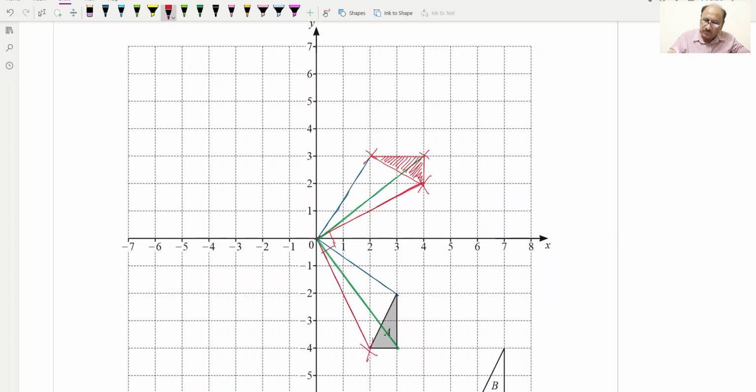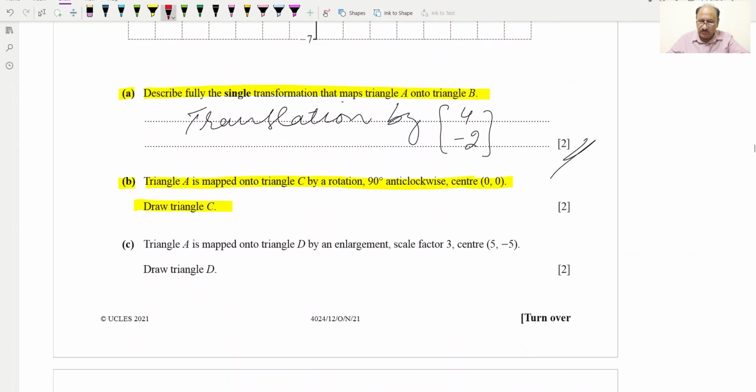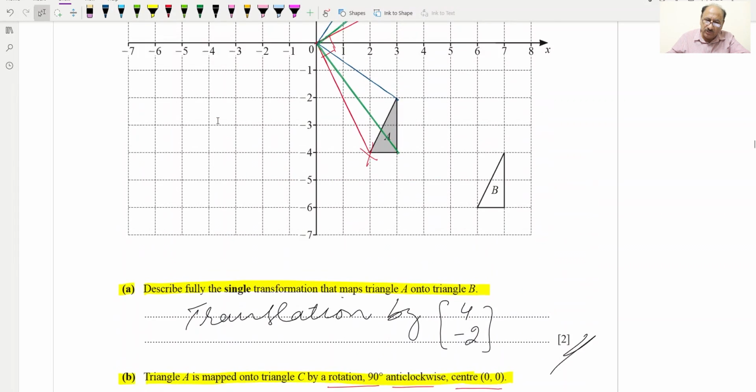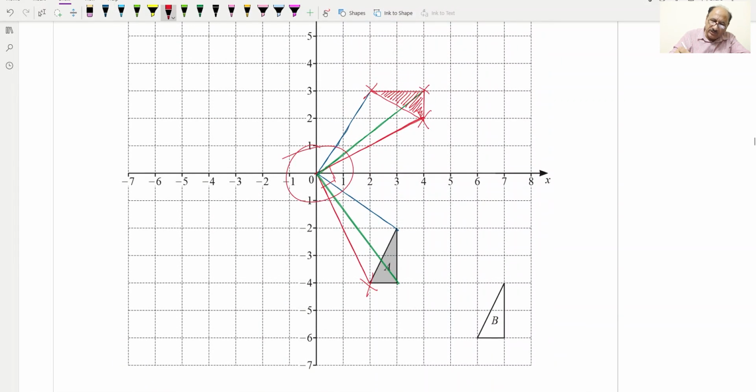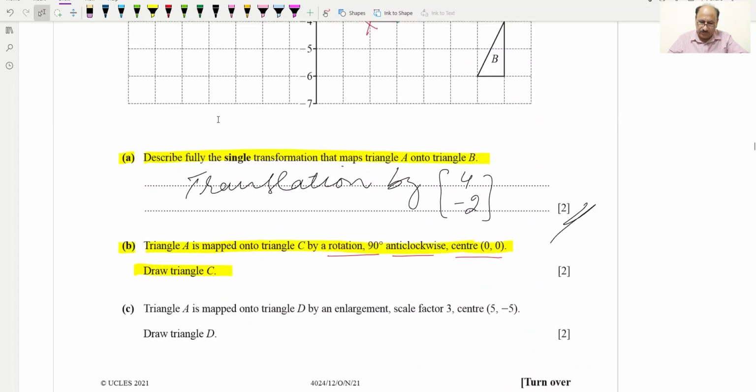So this is basically the rotation: 90 degree anti-clockwise, center origin. You can see the center is this one, which is the origin, and anti-clockwise it is being rotated to this side. So this is anti-clockwise. This is done. Now next is what?